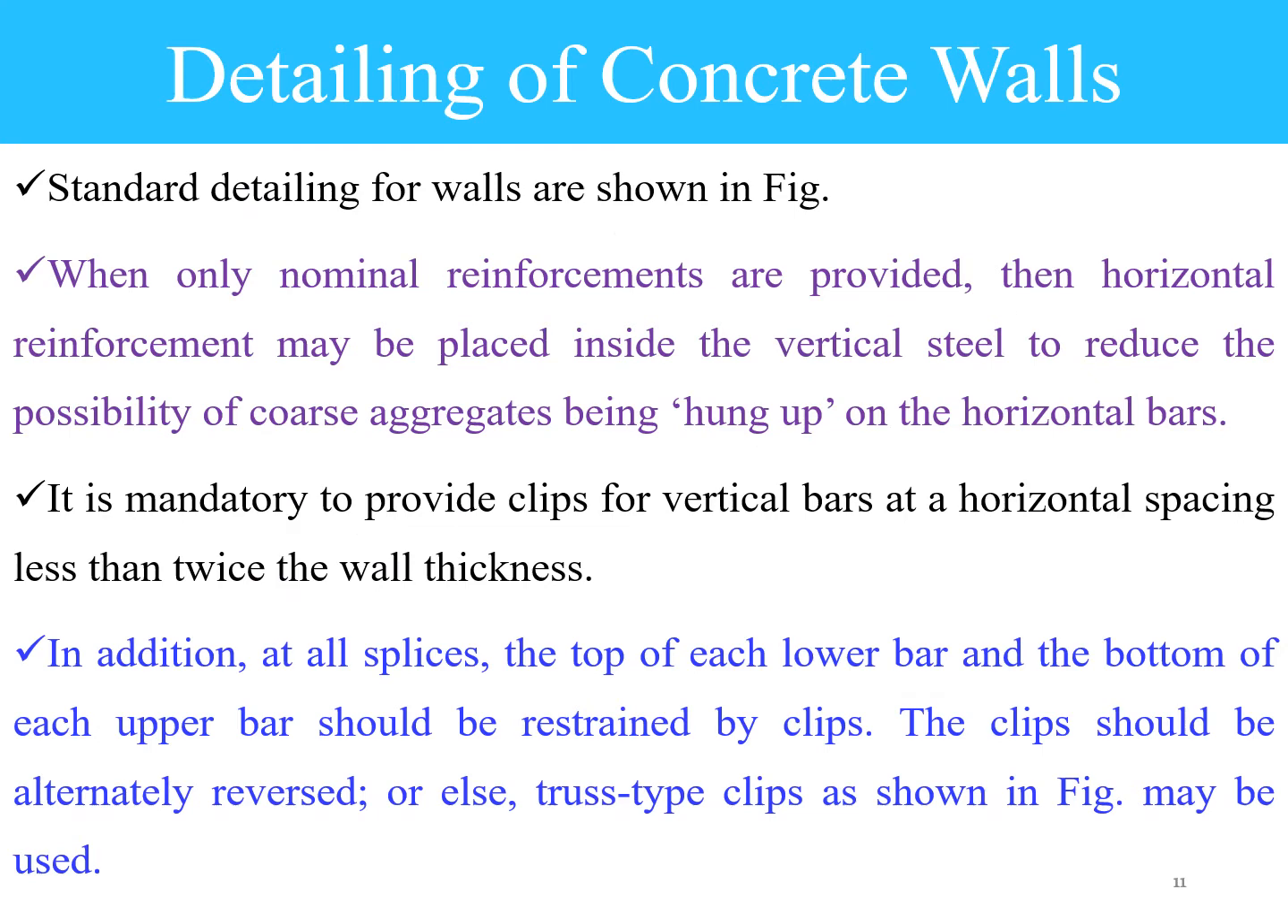Detailing of concrete walls. The standard concrete walls are shown in the next few slides. When only normal reinforcements are provided, horizontal reinforcement may be placed inside the vertical steel to reduce the possibility of coarse aggregate getting hung up on the horizontal bars. That is, the spacing should be maintained in such a way that coarse aggregate should not be hung up between the reinforcement bars. It is mandatory to provide the clips, whatever we have seen in the last slide.